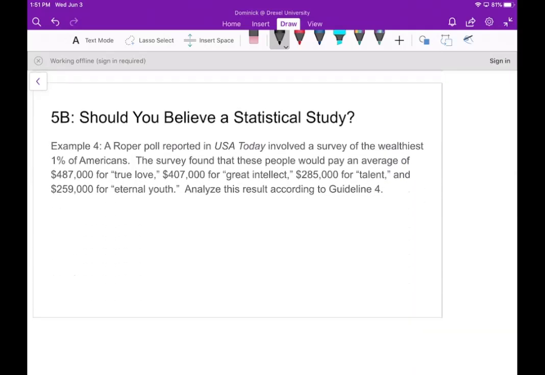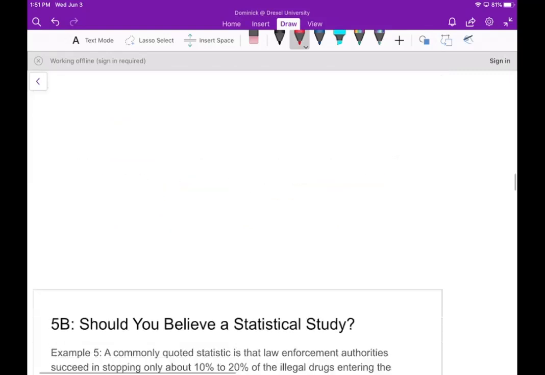Well, of course, this is red flags all over the place, right? Because what is true love? How do you measure true love? What is great intellect? How do you measure that? What is talent? How do we measure that? And what is eternal youth? How do we measure that? Right? So here, these variables are not clearly defined or measurable. Right, so those are major problems with this type of wording for these different variables.